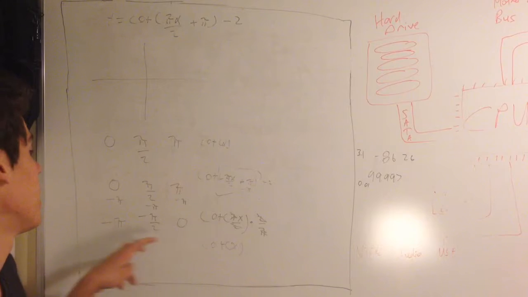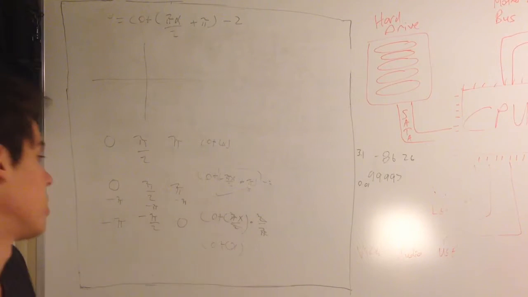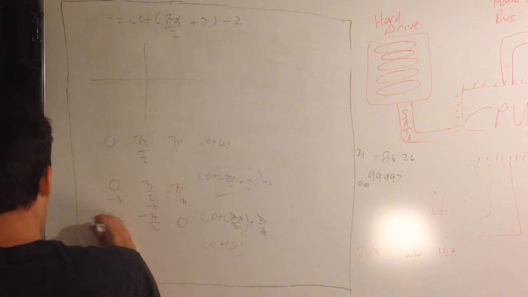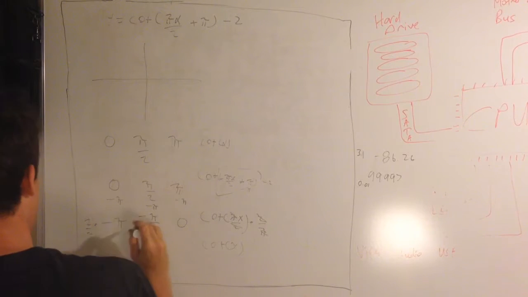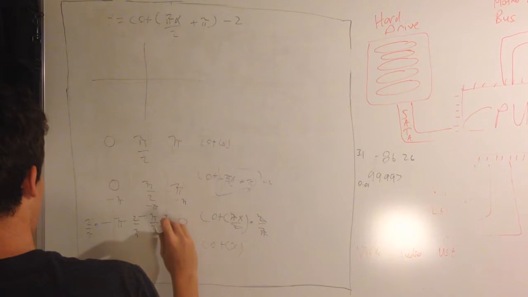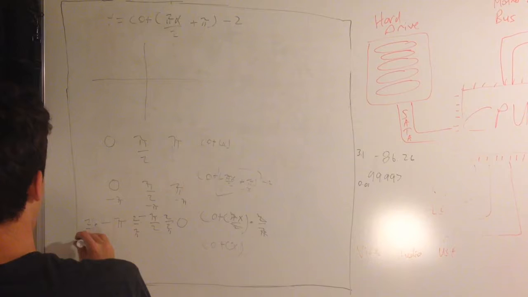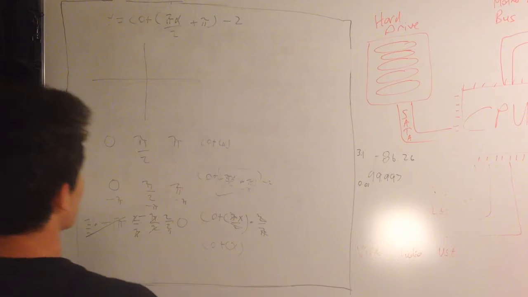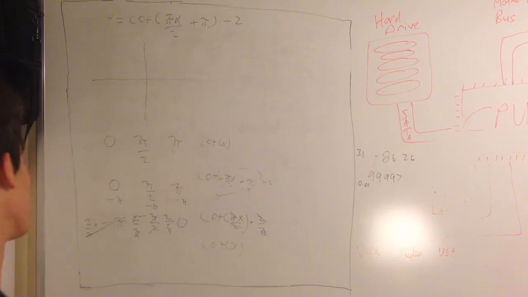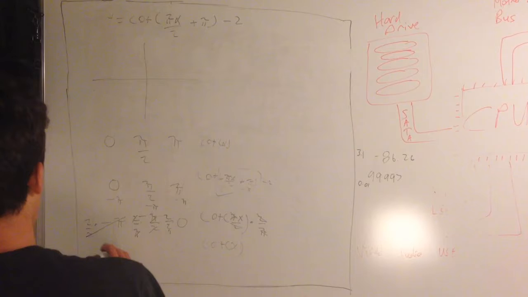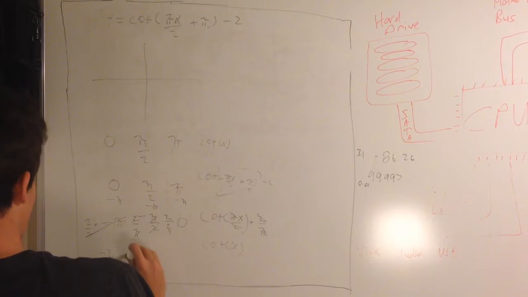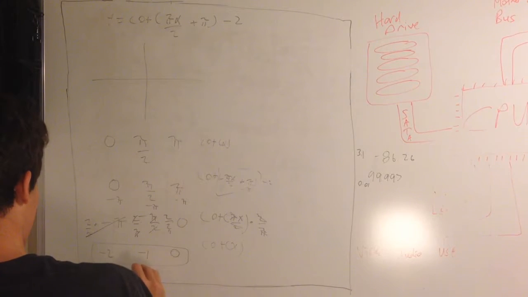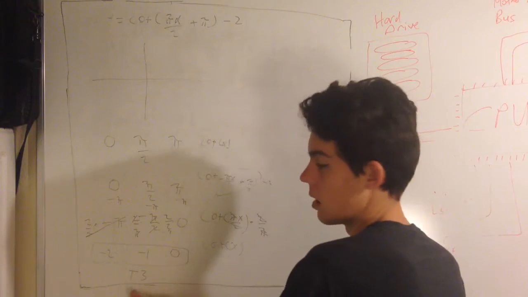So now we have to multiply all 3 of these points by 2 over pi. We'll do that like so: 2 over pi, 2 over pi, and 2 over pi. And right here our pi's are going to cancel, and our 2's are going to cancel here, and nothing will cancel here. So we're going to be left over with negative 2, negative 1, and 0. And this is going to be our new T3.